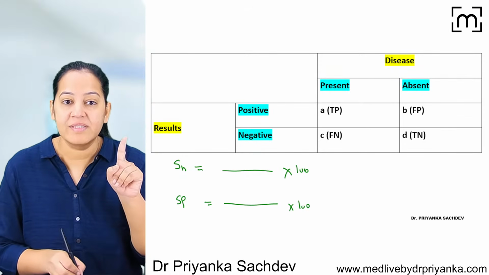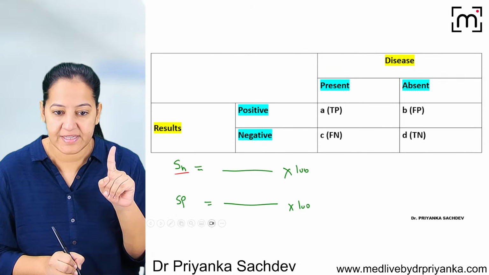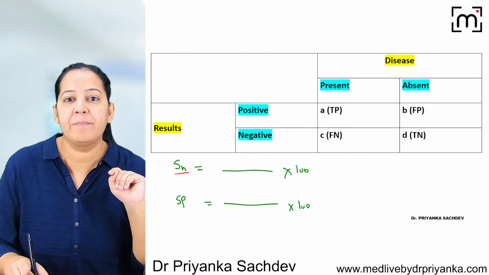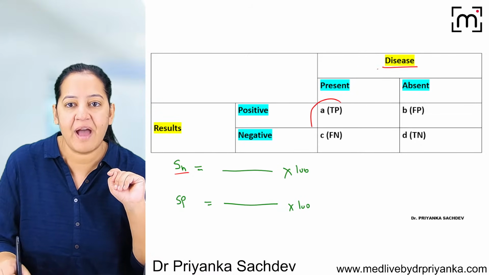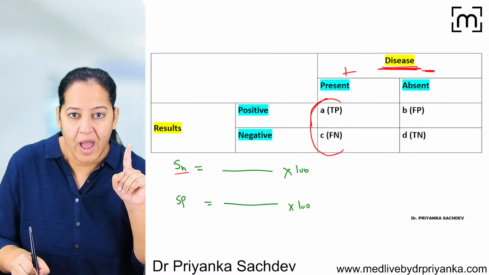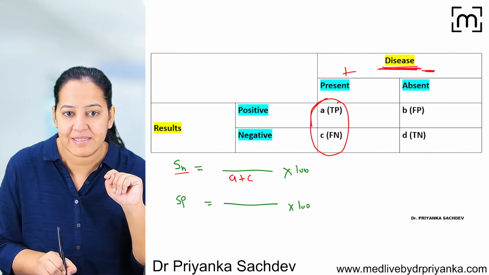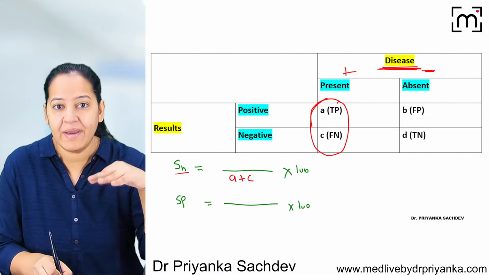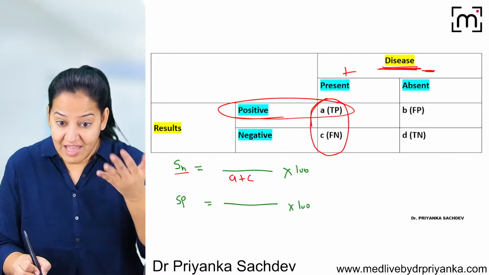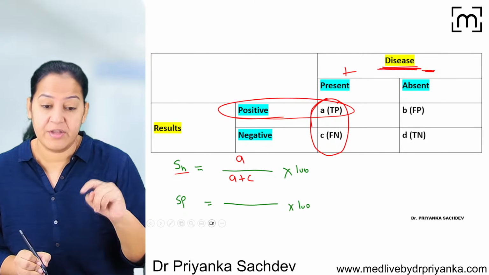Let's talk about the sensitivity of a screening test. What is the sensitivity of a screening test? Out of all the people who have the disease, which of them have the test positive? Here the disease is present, here it is absent. So all the people who have the disease are A plus C. Out of all the people who have the disease, A plus C, how many of them is the test positive? That is A upon A plus C. That is the sensitivity of a screening test.